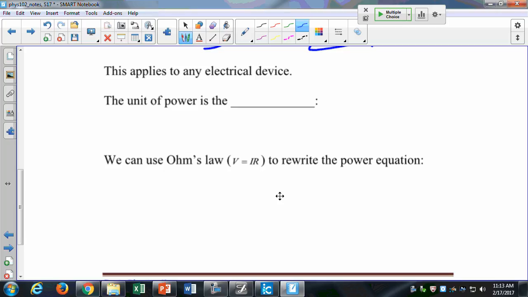The unit of power is the watt. That wasn't a question, that was a statement. The unit of power is the watt. If you remember, 1 watt is equal to 1 joule per second. We abbreviate it with a capital W.